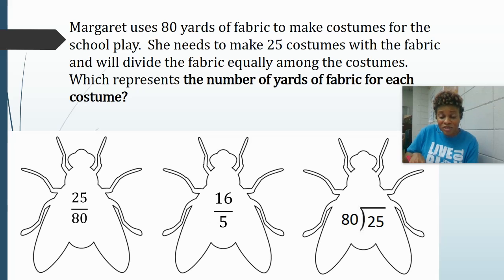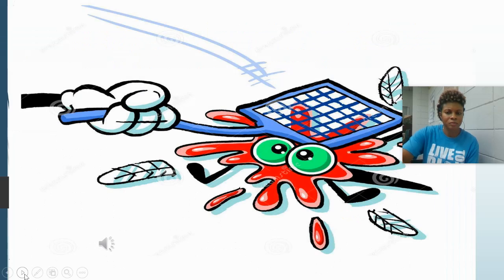I hope you got it. It was the fly in the middle. It's 80 yards divided by 25, which will simplify down to 16 out of 5, or 16/5 is our answer, if you use your greatest common factor of 5. So make sure you are practicing your simplification and your division representation so that you can get those pesky flies. I think we got them.